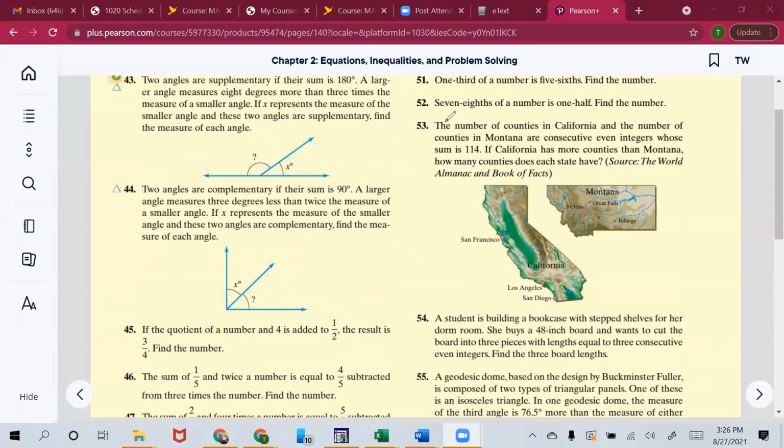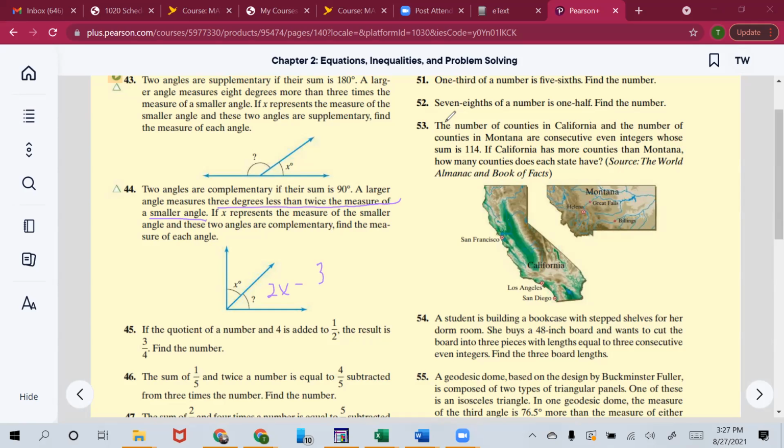So they've given us our x, but then they say a larger angle measures 3 degrees less than twice the measure of a smaller angle. So our smaller angle is x. How do I set up 3 degrees less than twice the measure? Twice the measure would be 2x, right? But I have 2x and then 3 degrees less than that, so this would be 2x minus 3. Okay, cool. So I've got my 2 angles now.